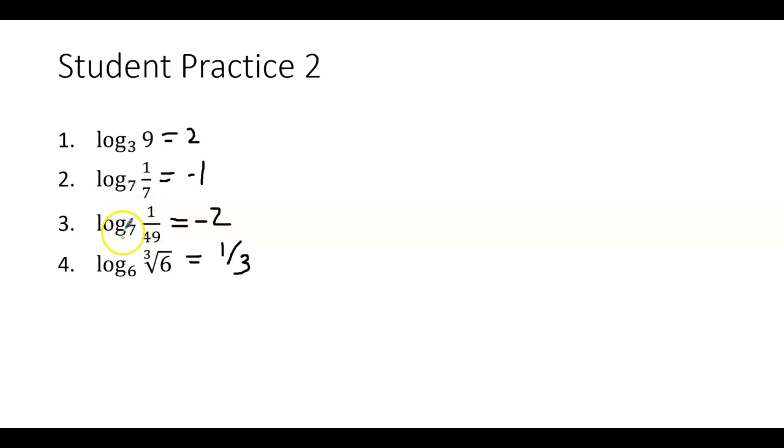To what power would you have to raise 7 to in order to get 1/49? Well, 49 is just 7 squared, right? So if 1/49 is the same thing as 1/7 squared, well, that's just the same thing as 7 to the negative 2 power. So 7 to what power would give you 1/49? The answer is negative 2.